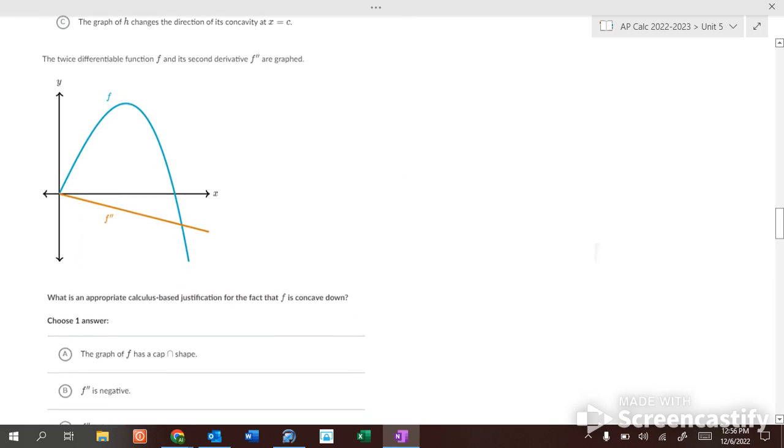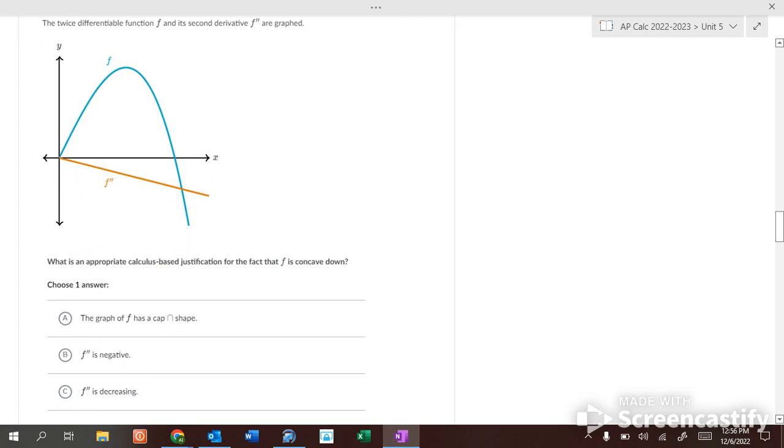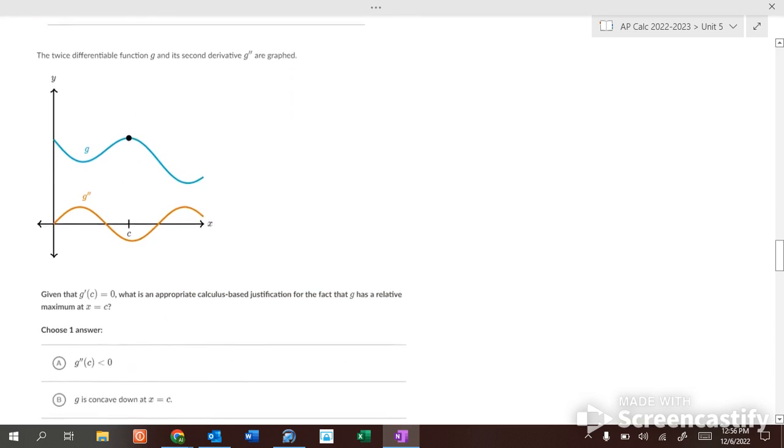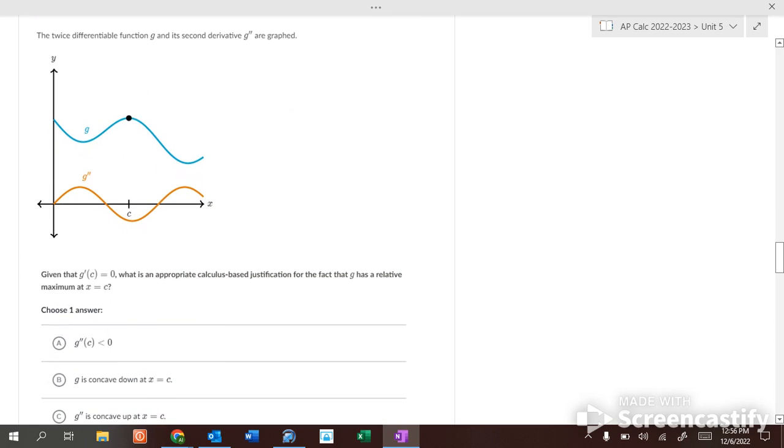Okay, let's do that again. Why do we know this is concave down? Because the second derivative is negative. That shows that it's concave down. Why is this point a point of inflection? Ooh, that's not a point of inflection, is it?